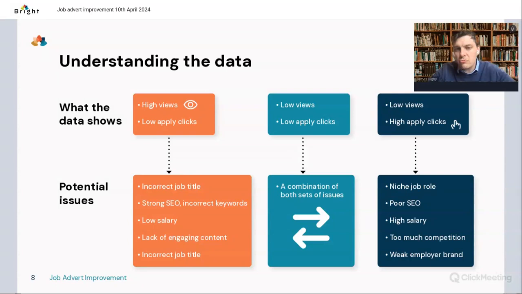So what are the reasons for having a low number of views but a high number of apply clicks? There are positive reasons here. It doesn't always have to be negative. So there are some positives. It might just be a niche job title, so the people that do search it are few and far between.